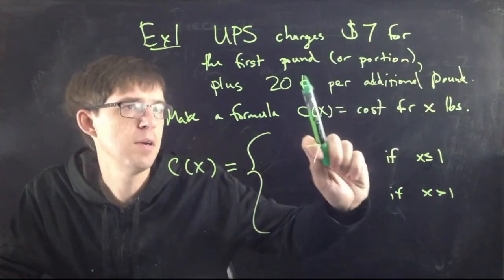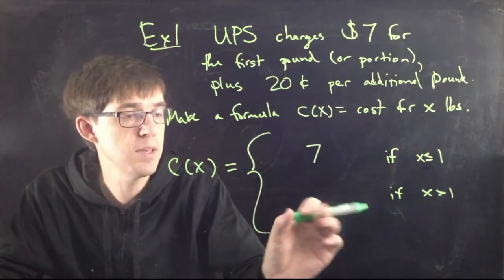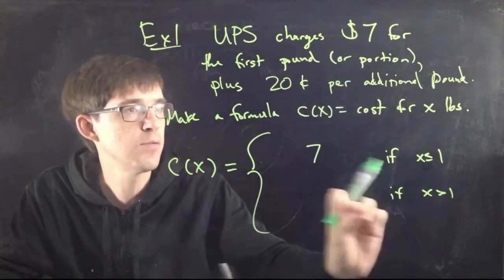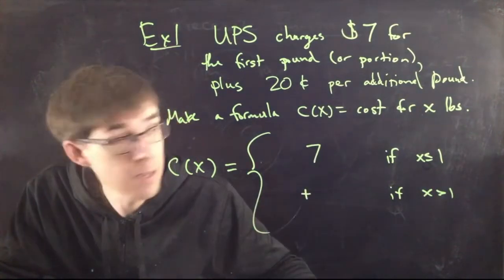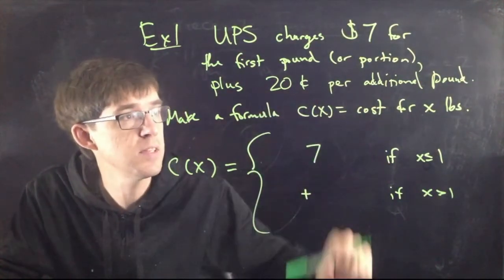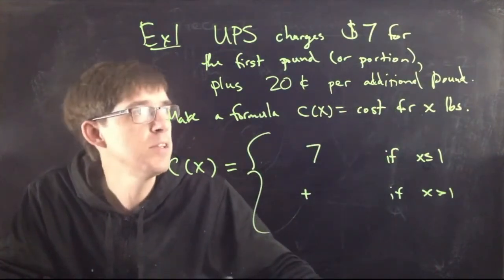$7 for the first pound plus 20 cents for each additional pound. So I'm going to separate this. I'm going to try and write this formula exactly like that. I'm going to involve a plus, right? Because it says plus 20 cents per additional pound. What are the things that you're plussing, that you're adding together?